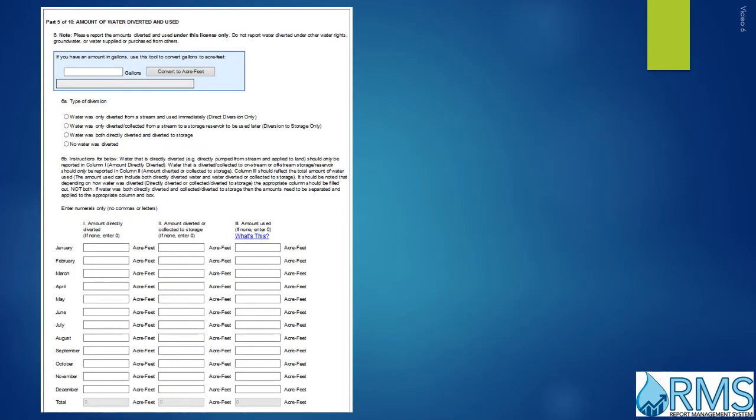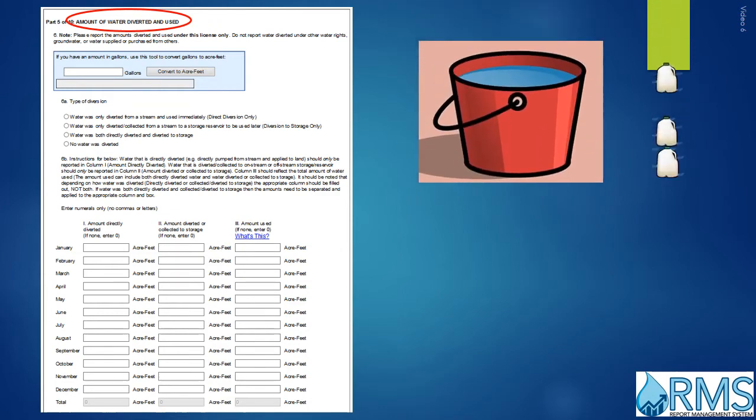This screen is used to report the amount of water diverted and used. It is required to report the information on this screen. Data reported on this screen is the amount of water, which is a volume measurement. One way to think about volume or amount is to think about the number of buckets of water. The numbers to be reported on this page cannot be calculated from the numbers on the prior page.